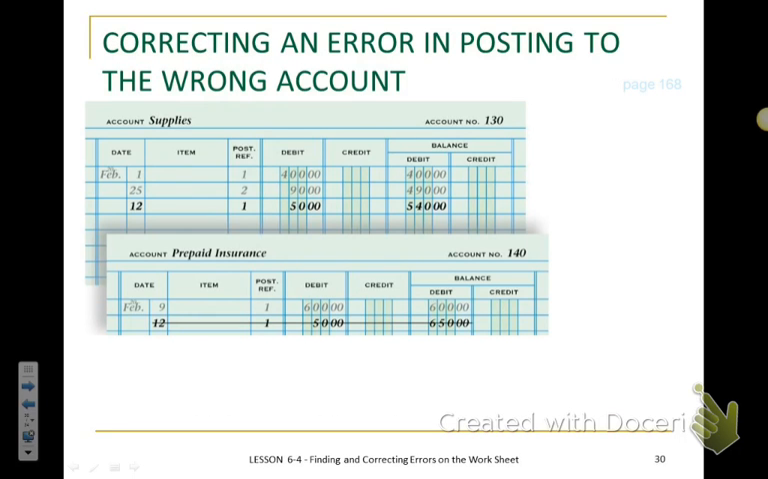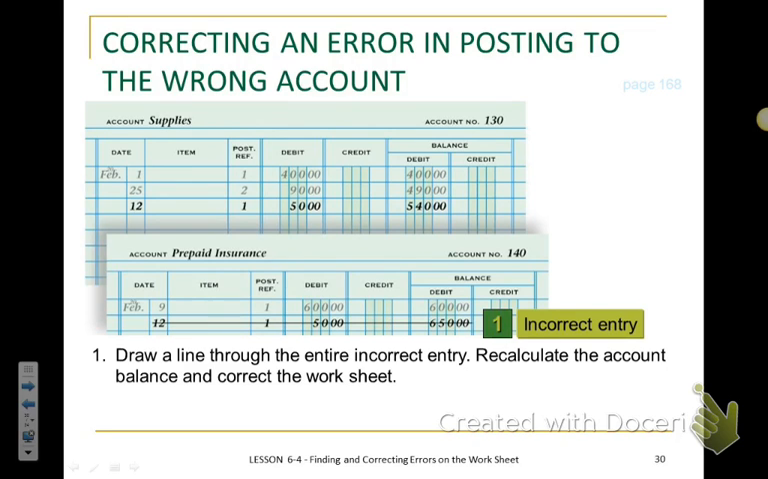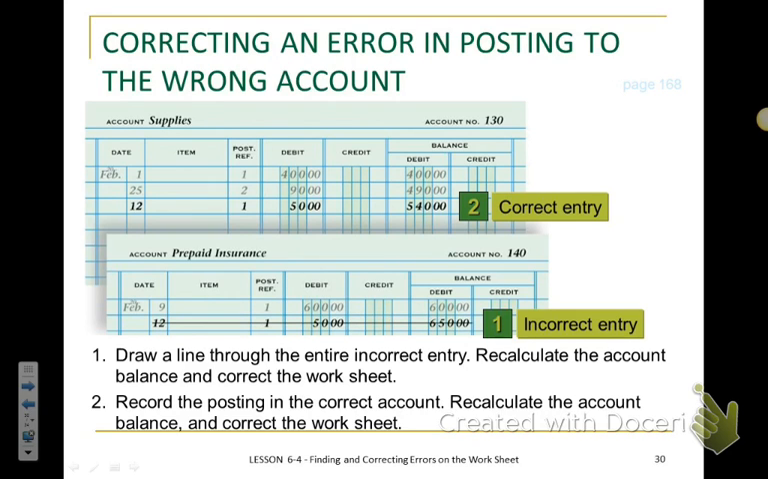Correcting an error and posting to the wrong account. So first thing is draw a line through the entire entry and recalculate the account balance and correct the worksheet. And then record the posting in the correct account and recalculate the account balance and correct the worksheet. Okay, so this is obviously a situation where we put something in the prepaid insurance account and it should have been in the supplies account.